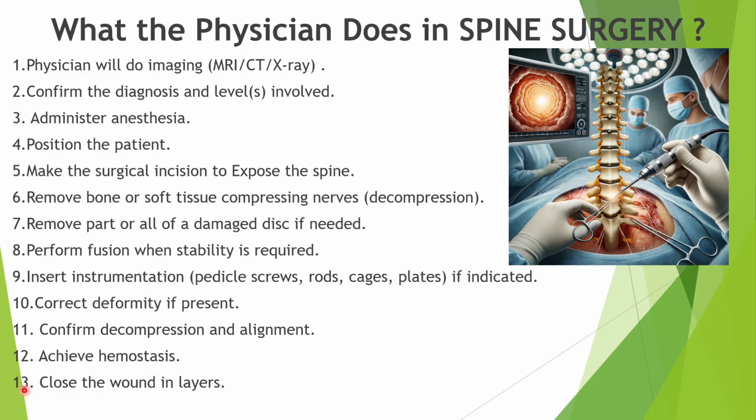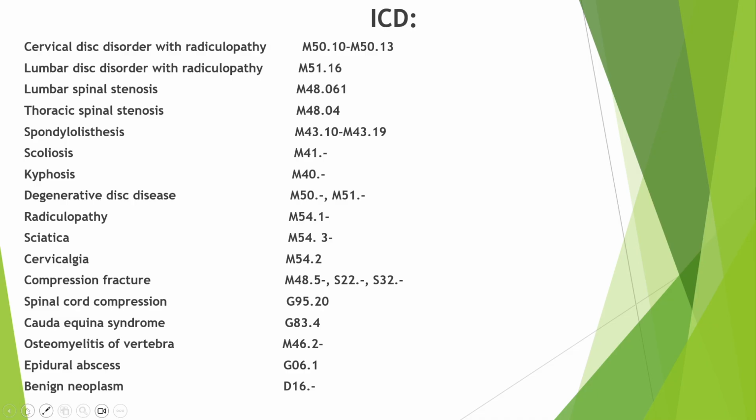Okay, so coming to next. So these were the ICD. Okay, so these were the diagnoses. You can see here the lumbar disc disorder, radiculopathy, lumbar disc disorder. These are the M series codes, some G series codes you can see here. So they are some terms I will explain one by one in a simple way.